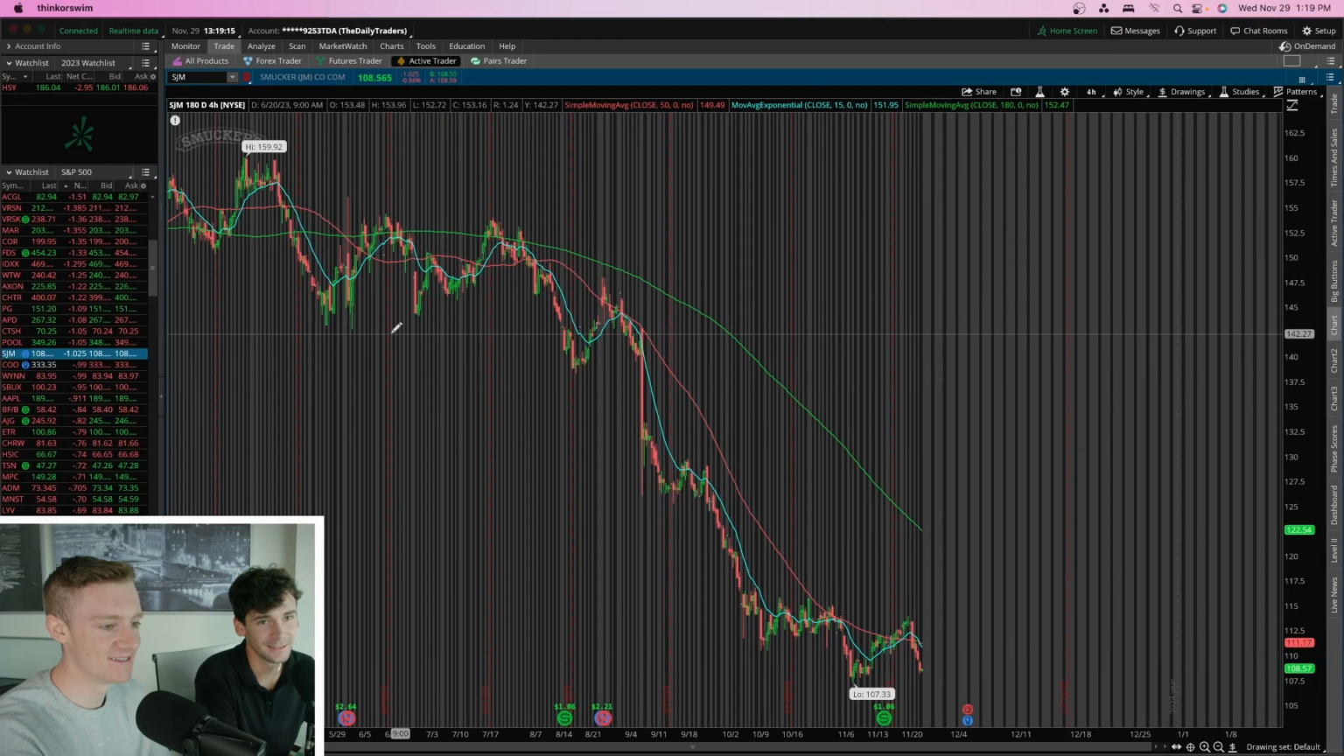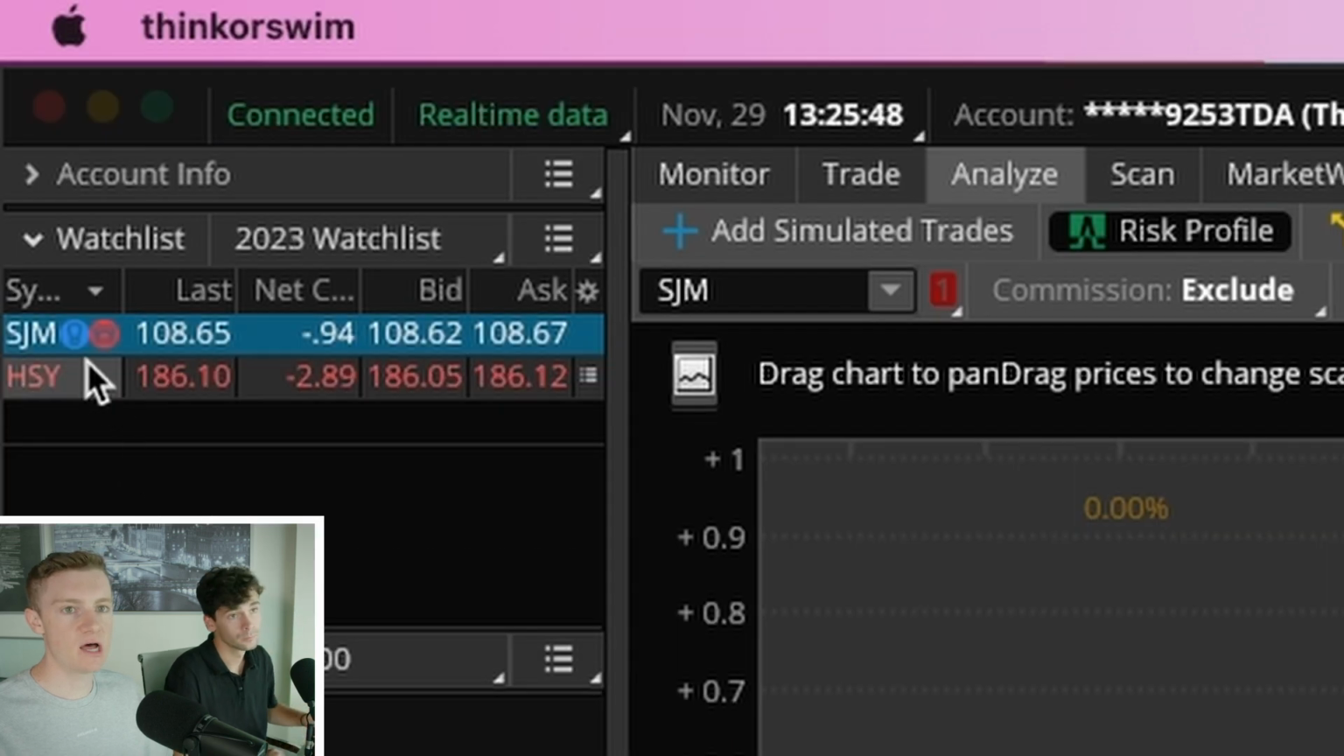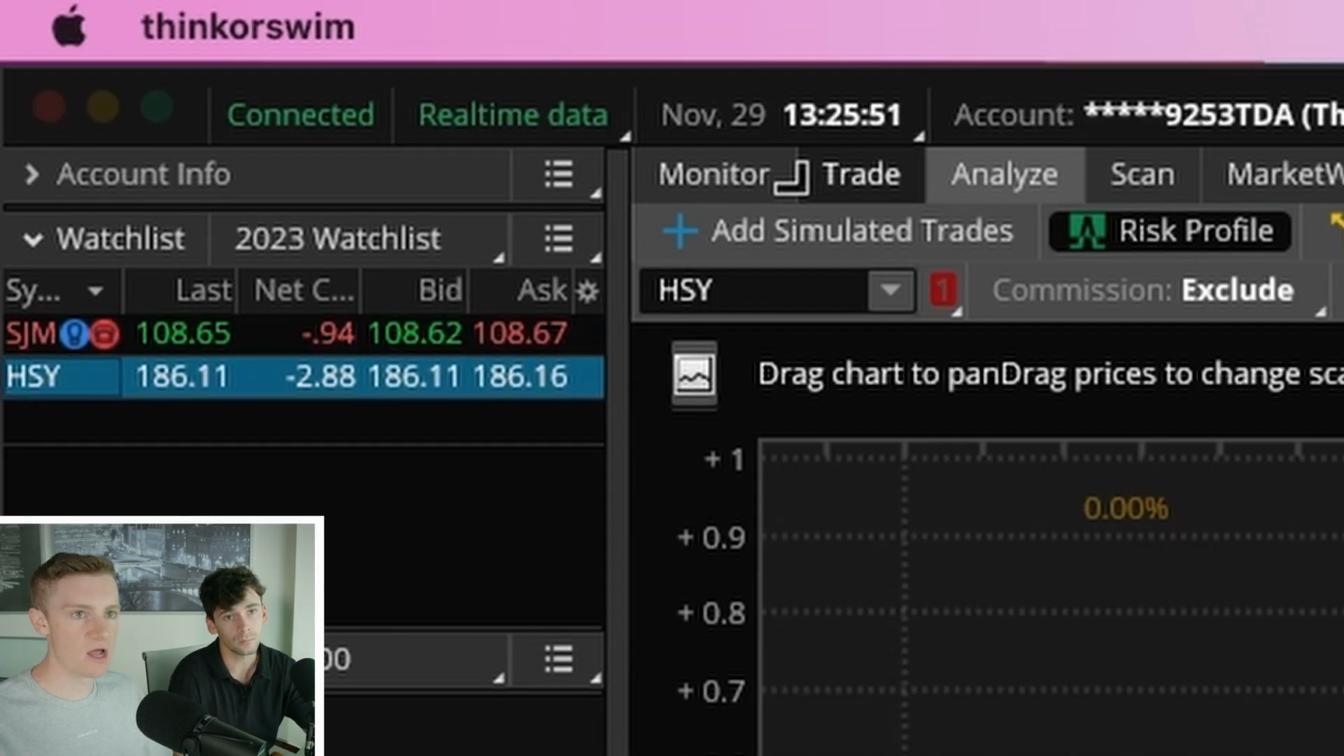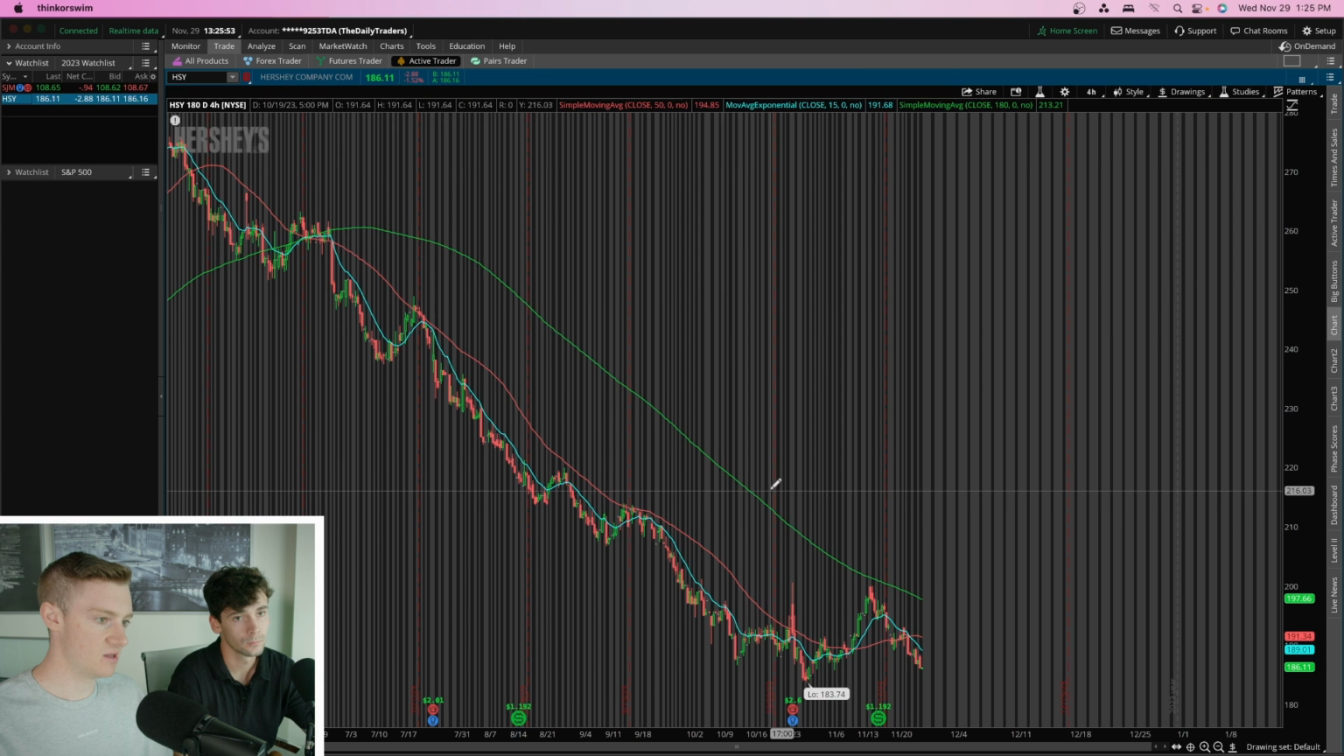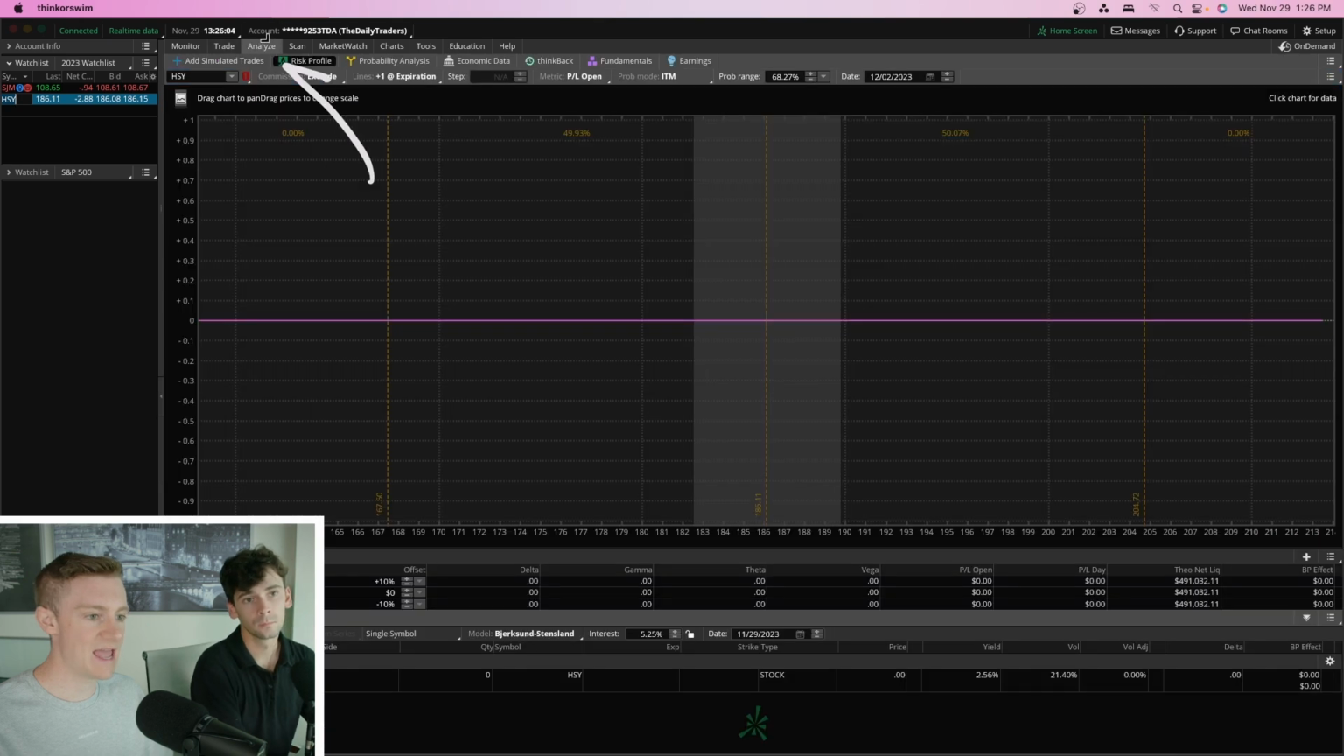That looks good. That does look good. So you've got your 2 stocks, SJM and HSY. Both of these present the pullback play setup. Correct. Okay, so now what we want to do, if you're on Thinkorswim, is head over to the Analyze tab.